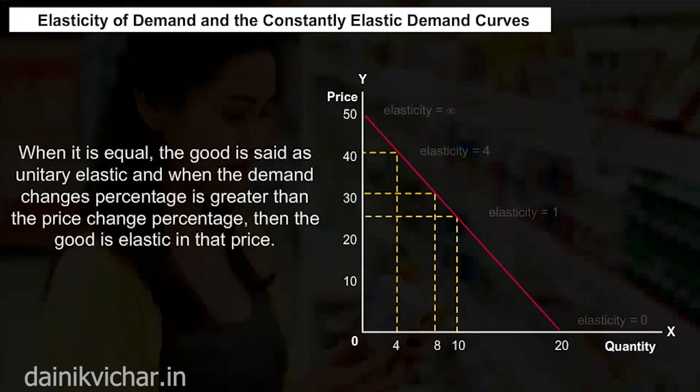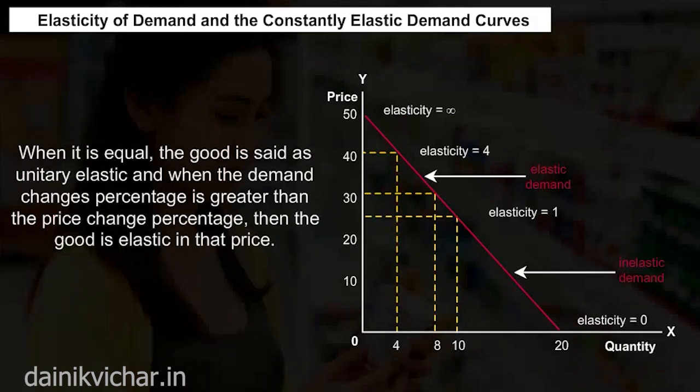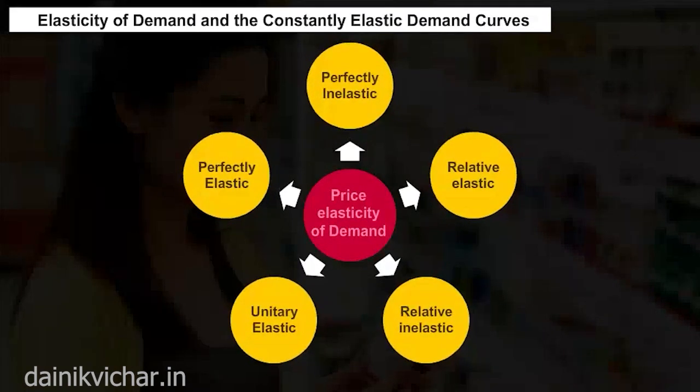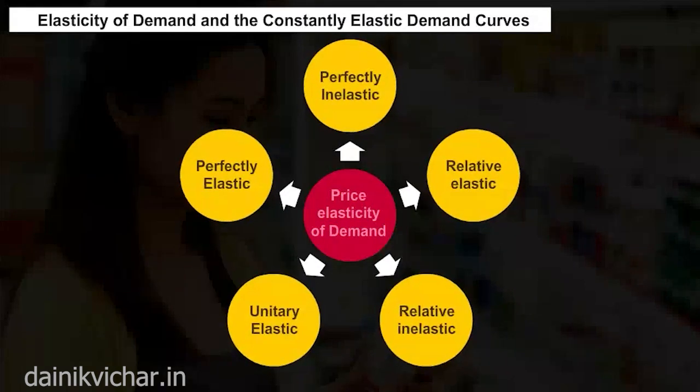When it is equal, the good is said to be unitary elastic, and when the percentage change in demand is greater than the percentage change in price, the good is elastic at that price. The different price elasticities of demand at different points can be shown through a linear demand curve.